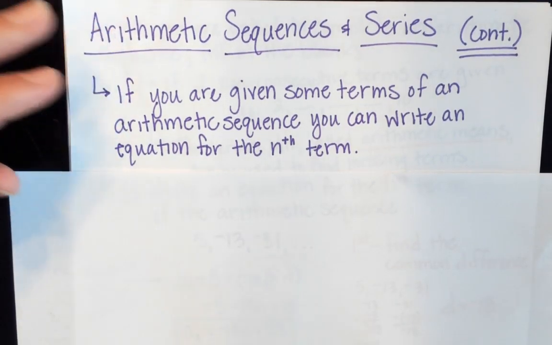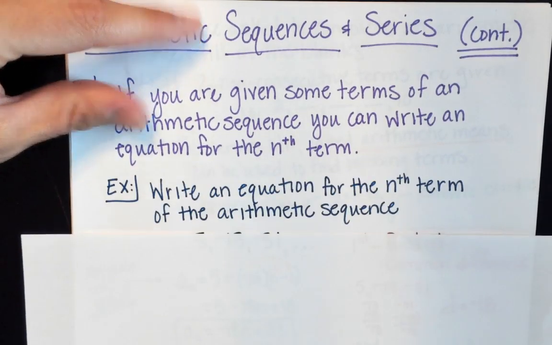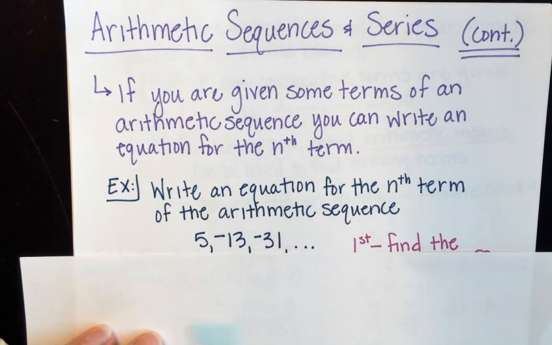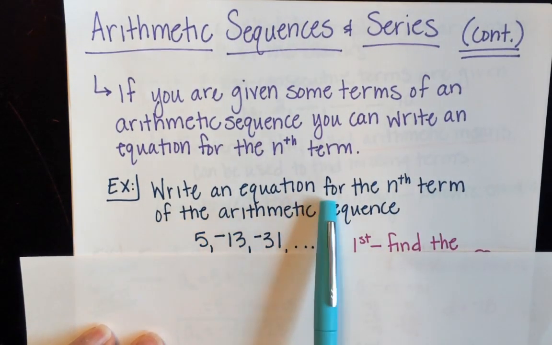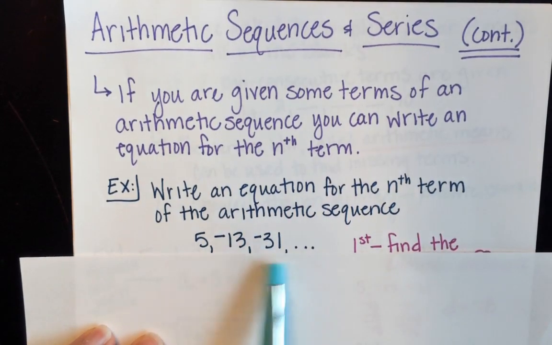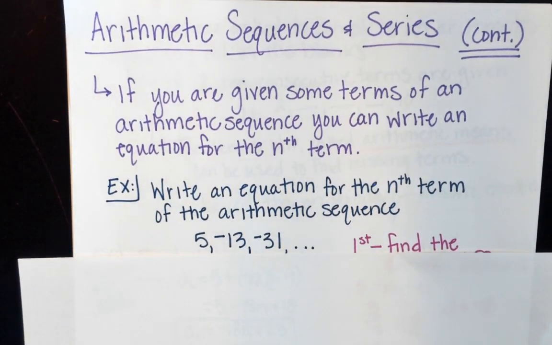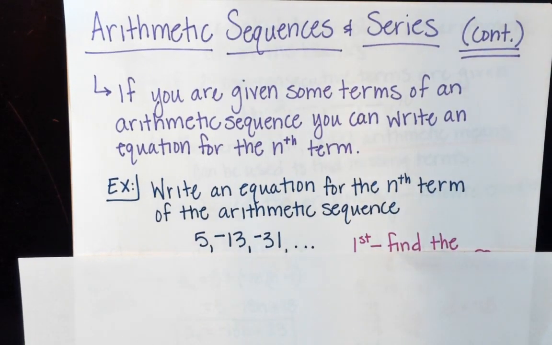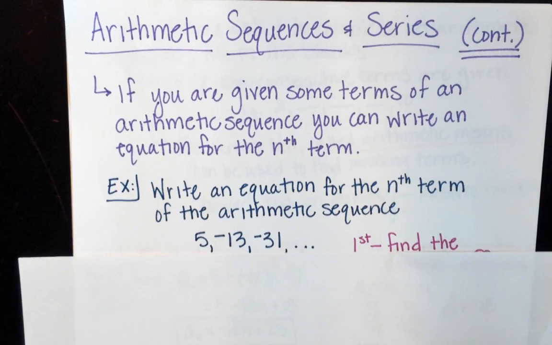Now, we did something like this already on Monday. So the example is we're going to write an equation for the nth term of this arithmetic sequence: 5, negative 13, and negative 31. Off to the side here, you're going to see I already have the steps written up, as I was starting my own notes last night just to know what to talk about. I realized they were all pretty neat, so I thought, why not just use what I have, and then we'll go from there.